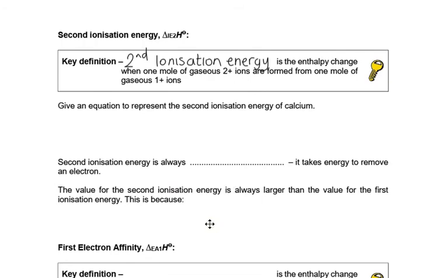So we're now looking at when 1 mole of gaseous 2 plus ions are formed, so they're going to be on the right, from 1 mole of gaseous 1 plus ions, which will be on the left. So yet again, pause the video and see if you can put that definition in words into a balanced chemical equation for calcium.